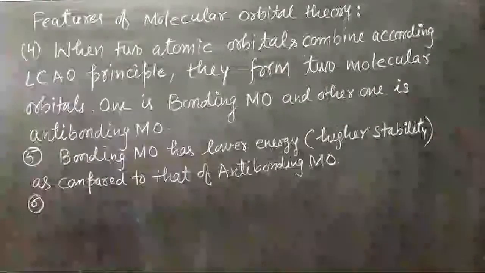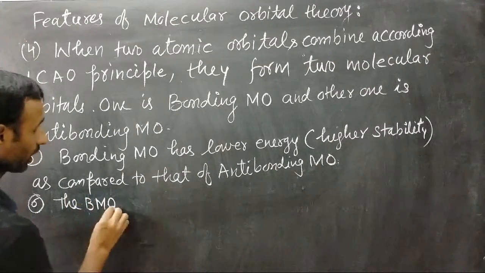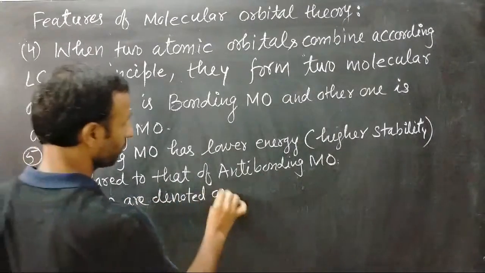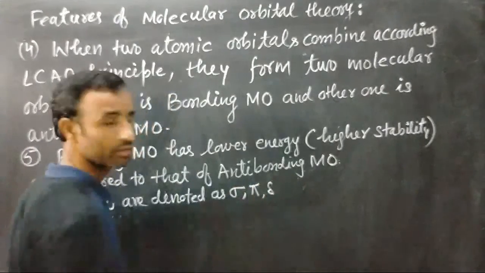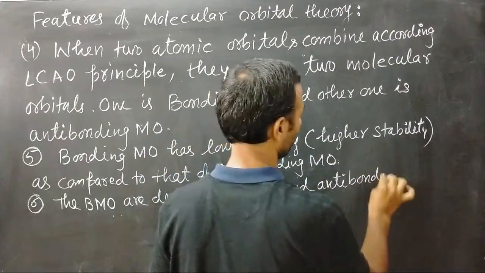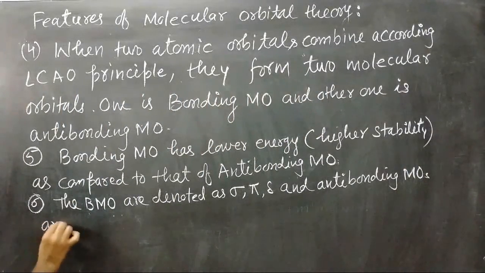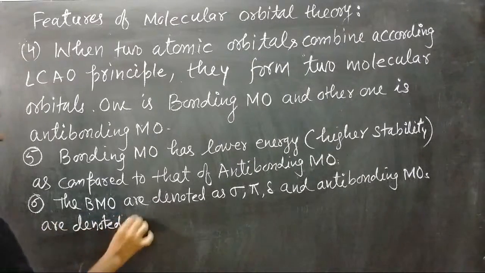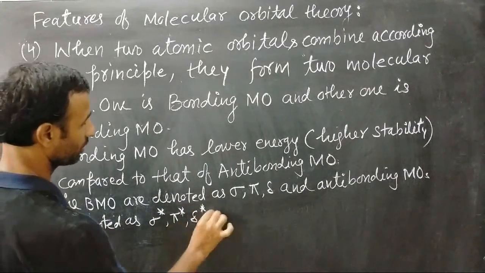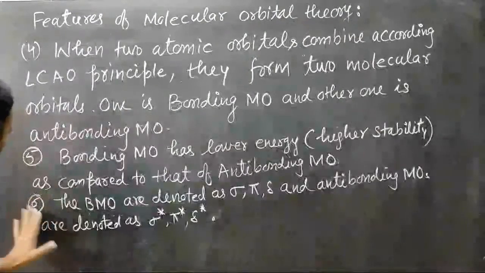Now, the bonding molecular orbitals are denoted or designated as sigma, pi, delta, and anti-bonding molecular orbitals are denoted as sigma star, pi star, delta star, etc. Okay, so this is the sixth point.